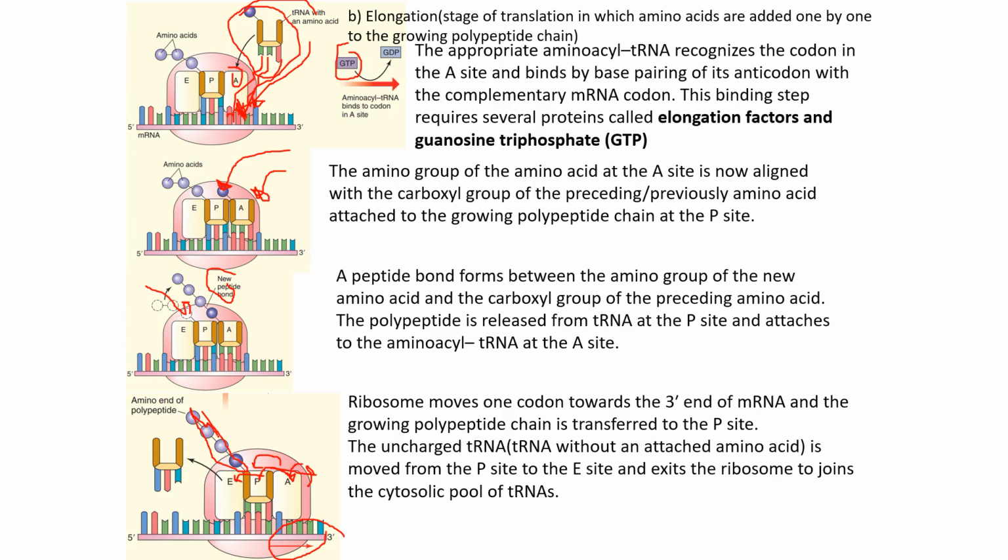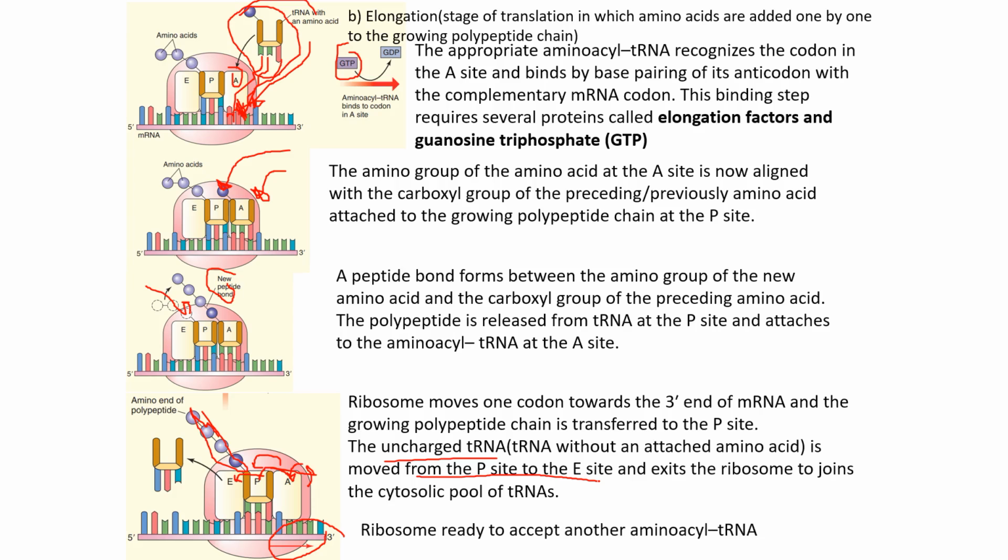The uncharged tRNA, that's what I explained earlier. The tRNA without amino acids is moved from the P site to the E site and exits the ribosome to join the cytosolic pool of tRNA. So the uncharged tRNA will leave the ribosome and go to the cytoplasm of the cell. Now when it reaches the cytoplasm of the cell, what happens? It will be charged back to form amino acid tRNA.